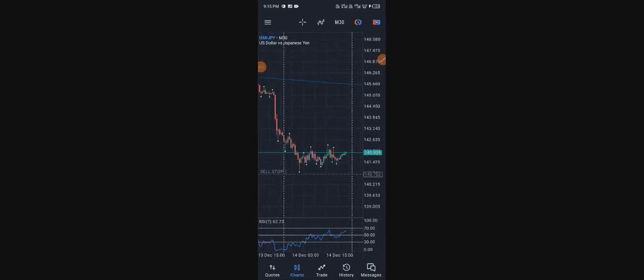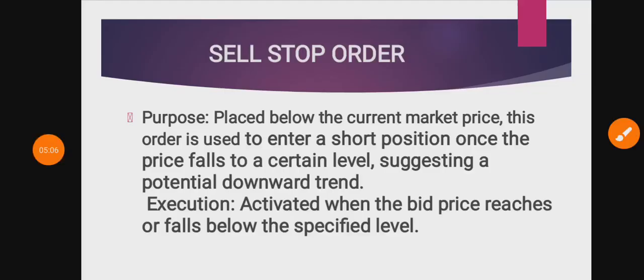So our expectation is if the market breaks the support and continues downwards, it should trigger our sell stop order, so that we'll be in massive profit. That's just about the sell stop order.